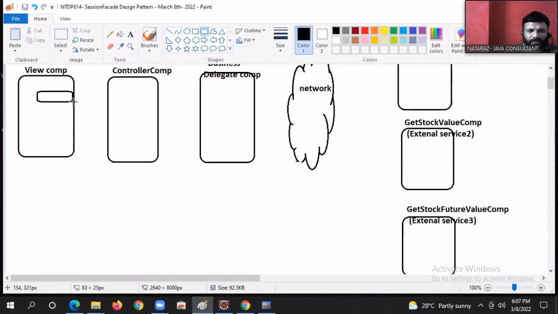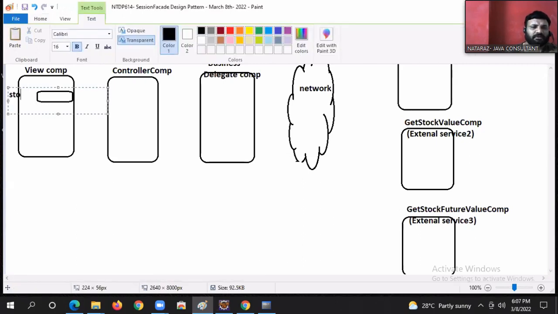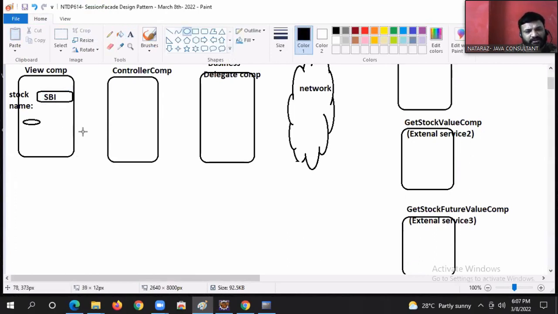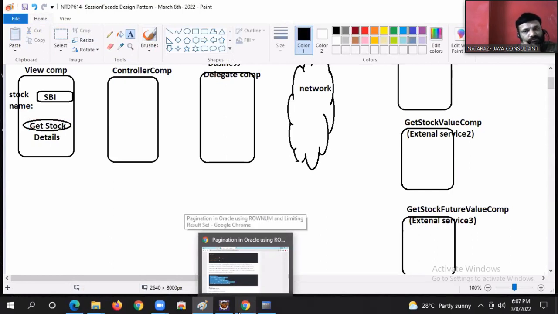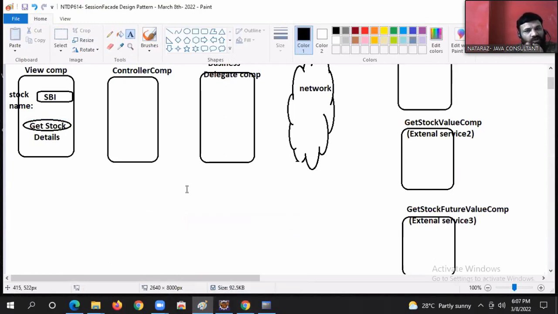Here is my view component. Here I am passing stock name, guys. I passed stock name as SBI. Here is my get stock details. What details, guys? Get stock details. Are you understanding my statement, boss?